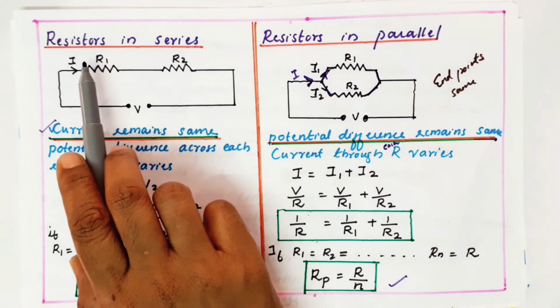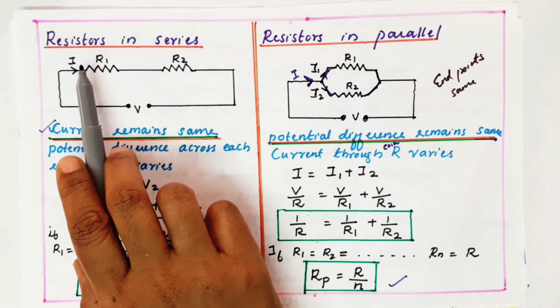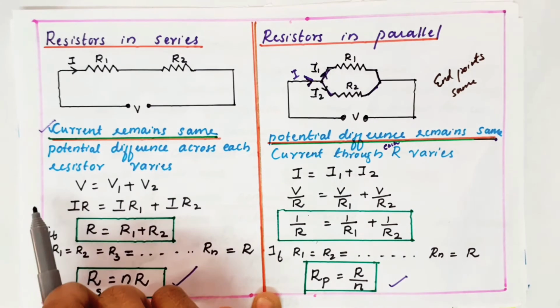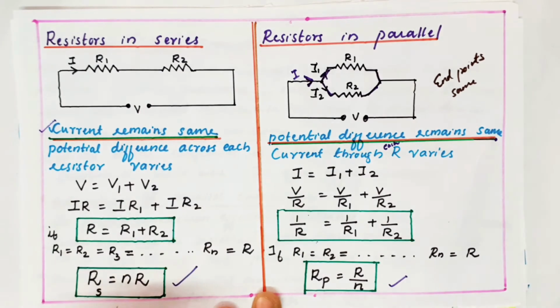What is a resistor? A resistor is nothing but a component to offer resistance. It is a component which offers resistance. And the resistor is represented like this. See this diagram, there are two resistors, R1 and R2.